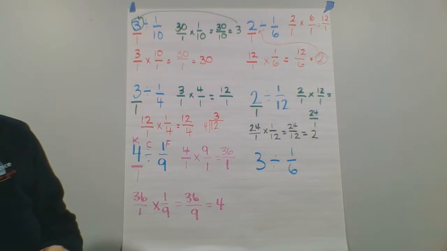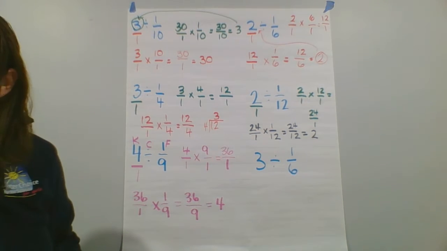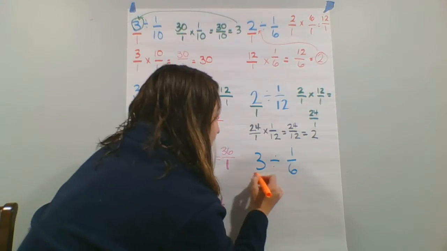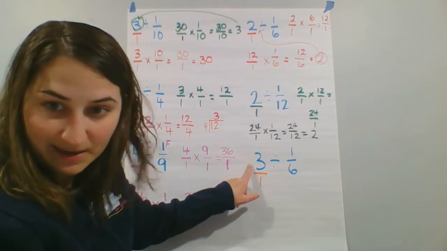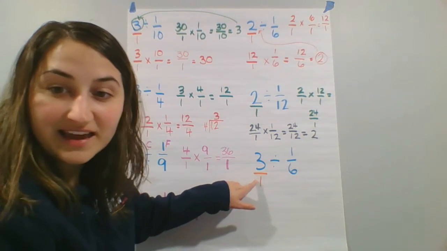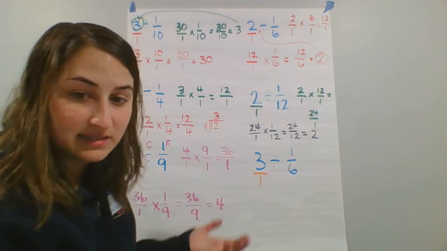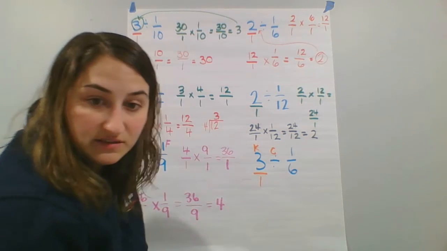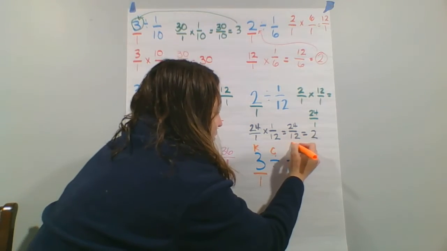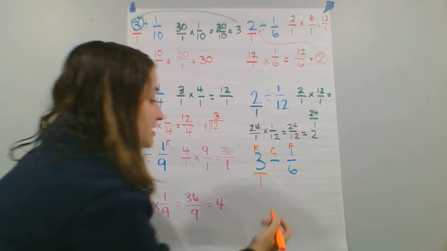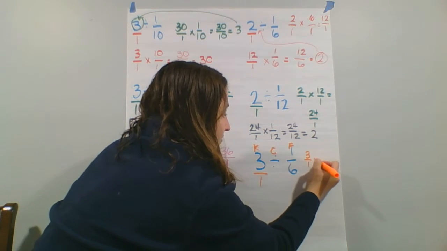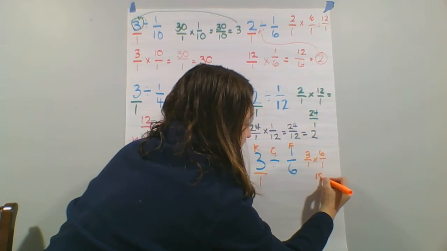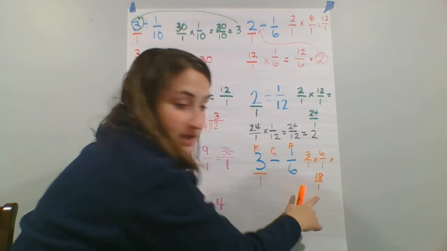All right, last one before you start your independent practice, we have 3 over 1. Because remember, anytime we put a whole number over 1, that keeps it the same. Our digit stays the same. It has the same value. So this we're going to keep. We're going to change that division to multiplication, and then we're going to flip 1/6. So I have 3 over 1 times 6 over 1. 3 times 6 is 18. 1 times 1 is 1.